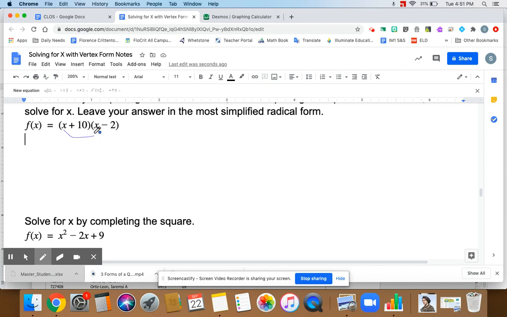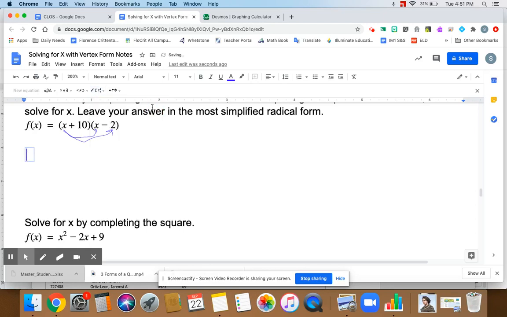So I have to do x times x, then x times negative 2. X times x will become x squared. X times the negative 2 is negative 2x. Then I have to do 10 to both, so 10 times x is 10x, and 10 times negative 2 is going to be negative 20. So I had 10x and then negative 20.